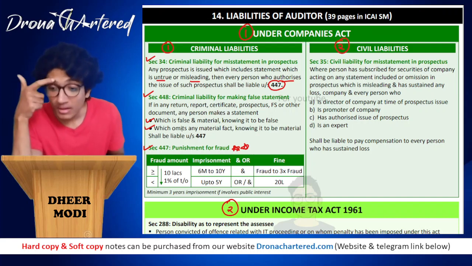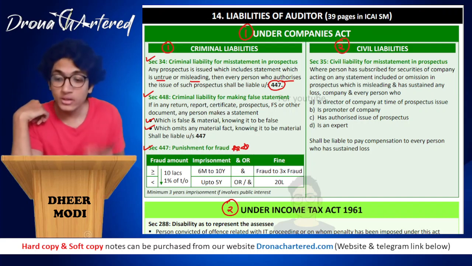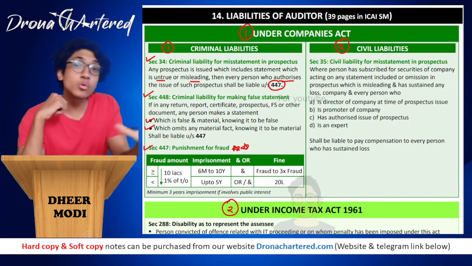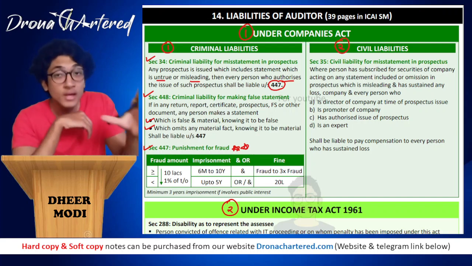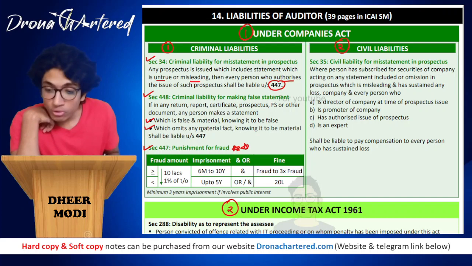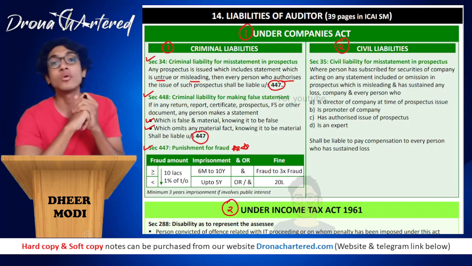Or which omits any material facts, knowing it to be material. So not just by putting false information, but even if you omit some fact. By omitting some fact, I mean you did not put some fact which you should have, which is material. Again, you will be liable under section 447. So both of these sections direct us to section 447.